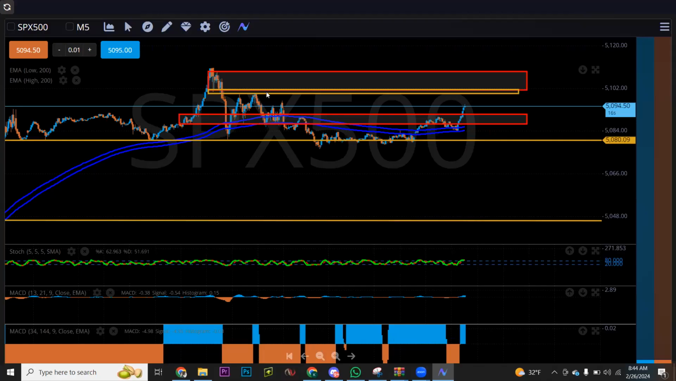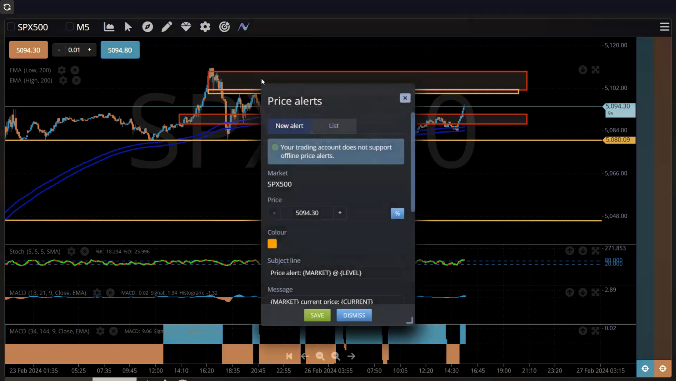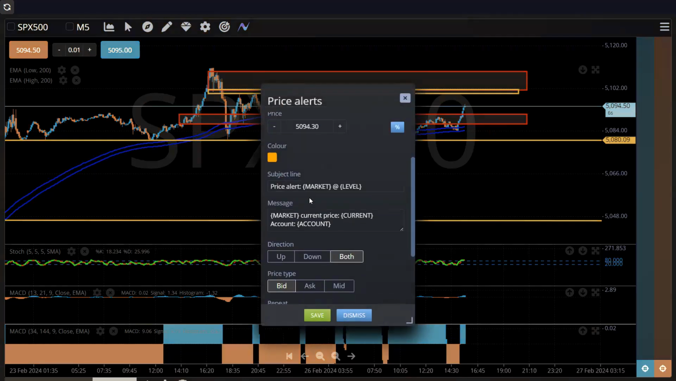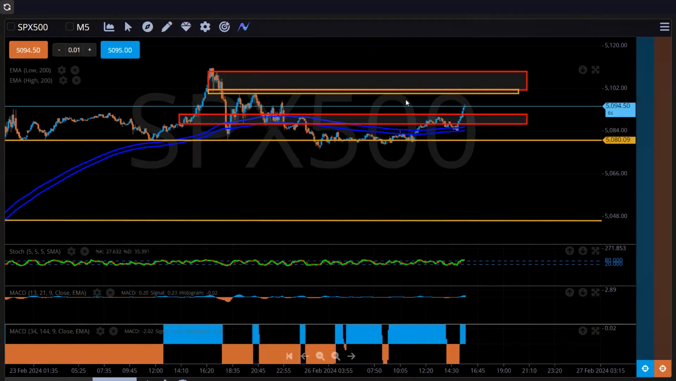If that or TradeLocker can do alerts, TradingView is out of the question. Right here. Boop. Set your price alert. Oh, they messed up now. Set the price.